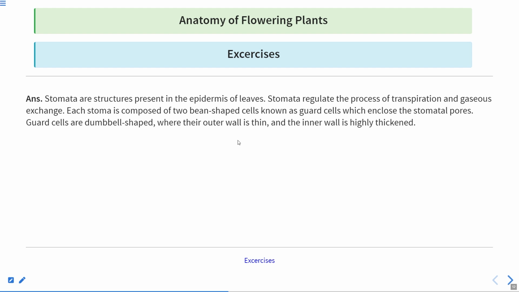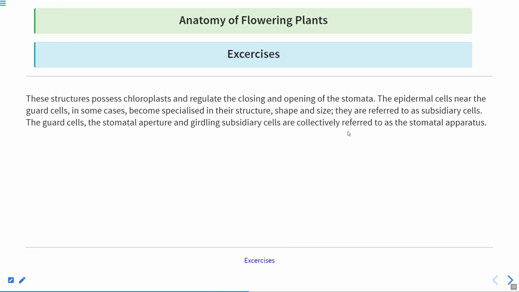If you see the outer wall of the guard cell, it is very, very thin, and the inner wall is highly thickened. So this thickened wall is there to regulate the opening and closing of the stomata, right? The stomatal structures are very important. Now, these structures possess chloroplasts and regulate the closing and opening of the stomata.